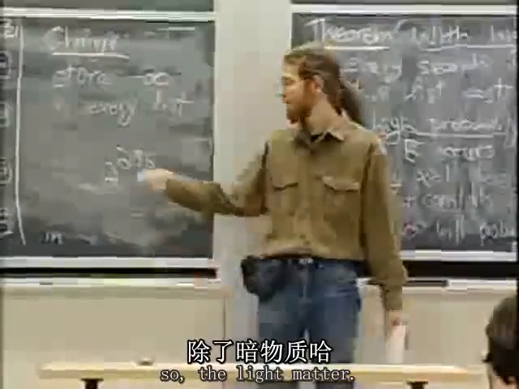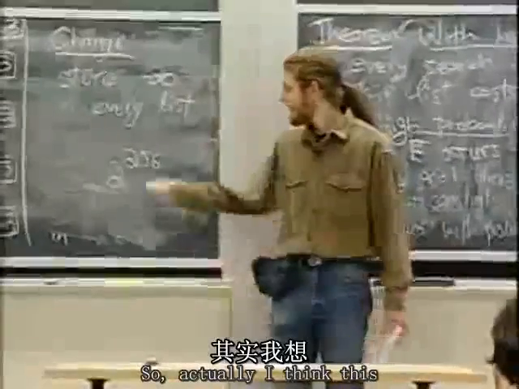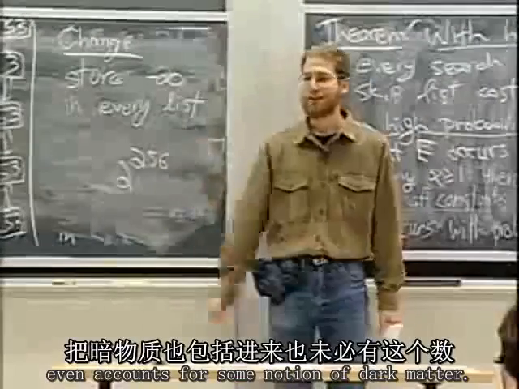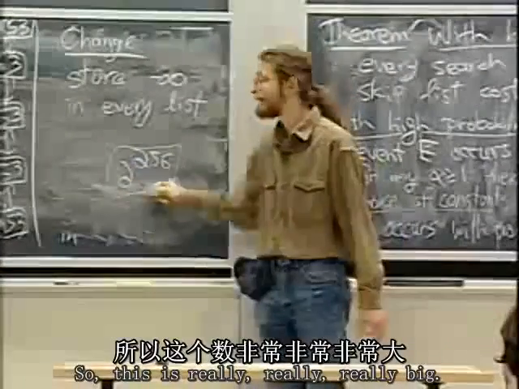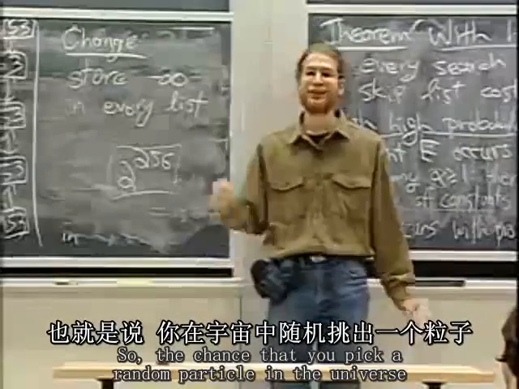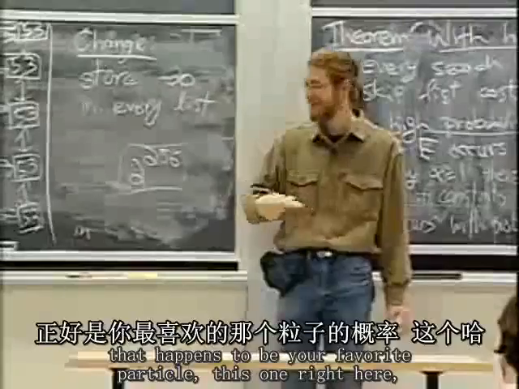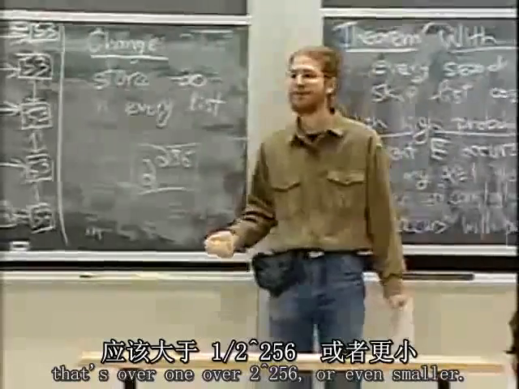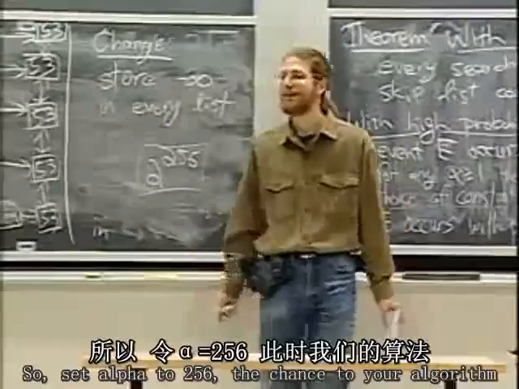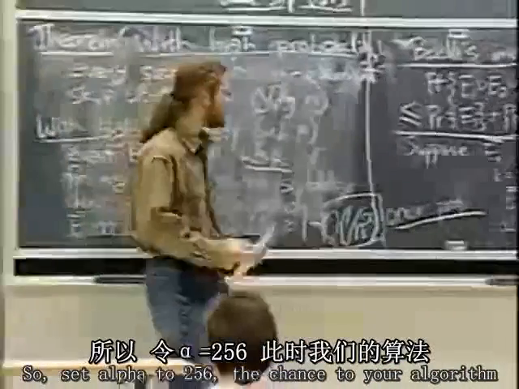That's the light matter. I think this even accounts for some notion of dark matter. So this is really, really, really big. So the chance that you pick a random particle in the universe and it happens to be your favorite particle, this one right here or something, that's 1 over 2 to the 256, or even smaller. Okay, so set alpha to 256.